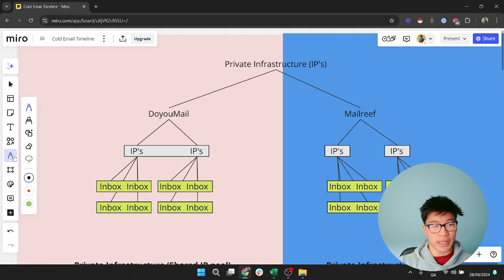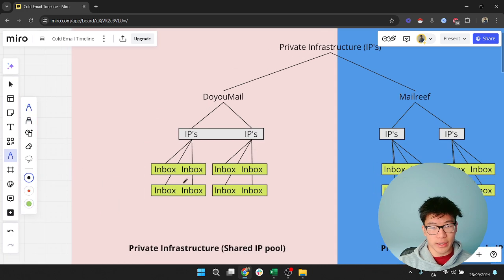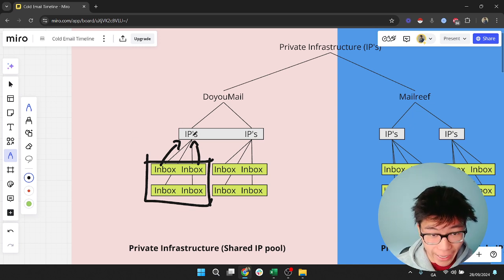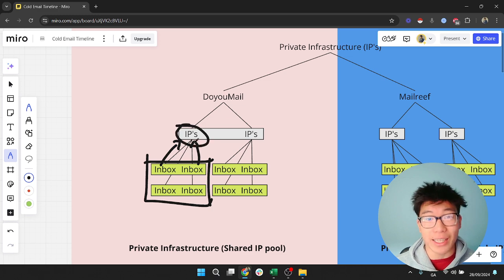So as you can see, when these guys connect to this IP, they're the only ones on this IP. So let's say you own these. You're the only one that owns these inboxes. You are the only one on this IP. So if this gets flagged, that's your fault, and you know it was your fault. That's your problem.